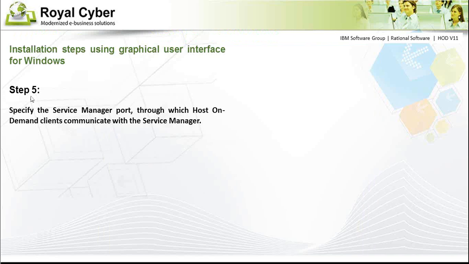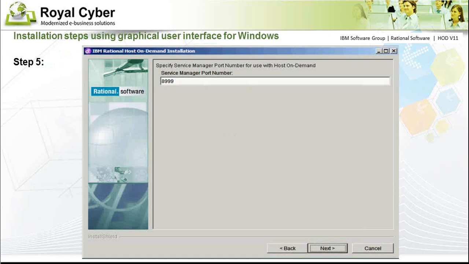In step 5, specify the service manager port through which Host on Demand clients communicate with the service manager. This communication is necessary for the deployment using the configuration server to maintain session configuration information for configuration server-based model and combined deployment models, as described earlier. IBM recommends designating port 8999 for these purposes. You can check your server documentation to see if this port is being used. If it is in use, you can change the port during installation or at a later time.